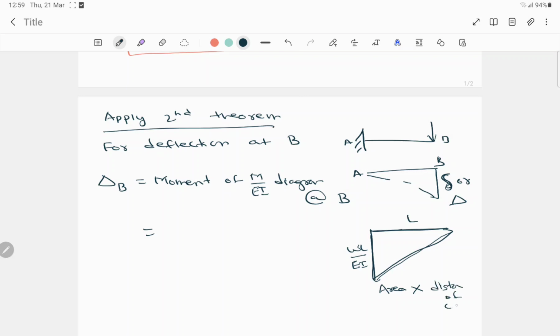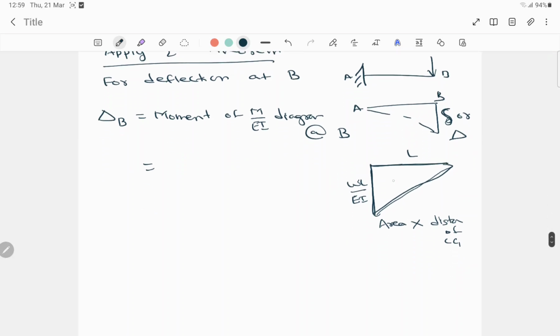So it will be area into the distance of CG. Now for this type of beam, the CG distance from the edge of the beam can be determined by 2/3 of L, and from the other end up to the CG, this length can be determined by 1/3 of L. These things are very important, which we have to remember.